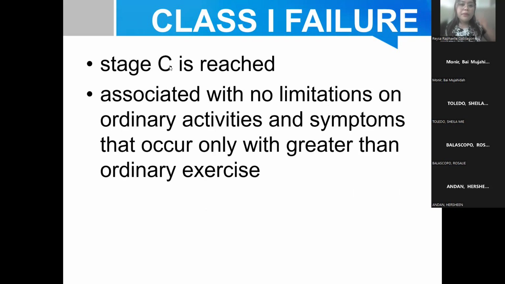Okay? Now, pag umabot class ng stage C ang patient, ano nga yung stage C? The patient has structural problem na, so there is cardiomegaly and at the same time full-blown na yung signs and symptoms of the heart failure, ika-classify natin siya. So, stage C ha, tapos under sa stage C, we have classification. Pag class 1 pa lang na failure, wala pang limitation with the ordinary activities. So, magagawa niya pa rin yung mga ordinary activities. Hindi niya lang magagawa yung greater than ordinary exercise.